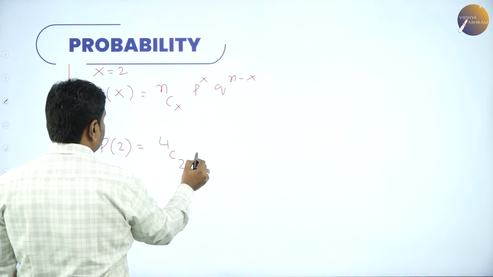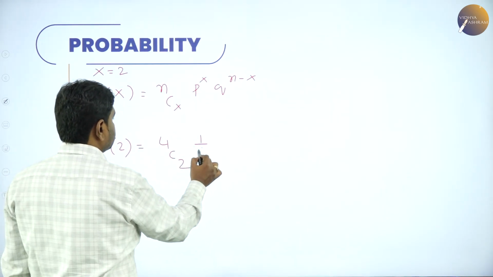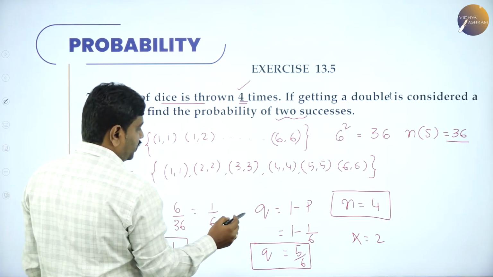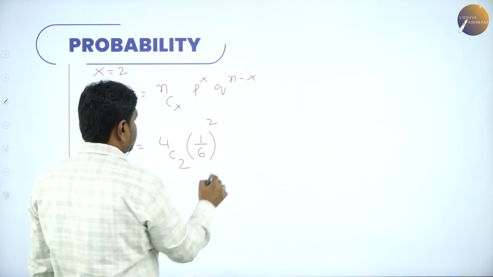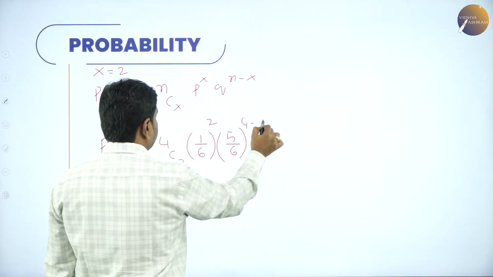So in 4C2, p means probability of success. What is the probability of success? 1 out of 6, power x, which means 2. What is the probability of failure? q is 5 by 6, whole power n minus x, 4 minus 2.